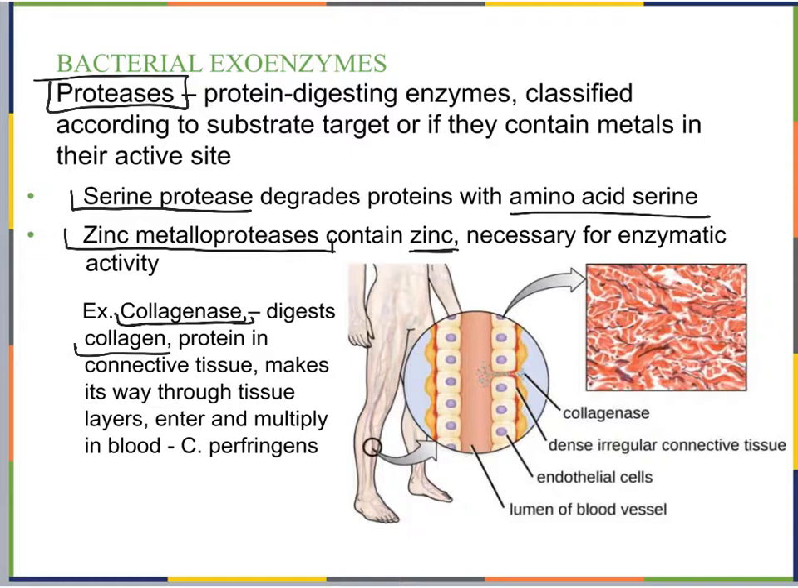So in the image here, we have Clostridium perfringens, and we're in the bloodstream here, the lumen of the blood vessel, and it is able to produce enzymes to break its way through, and then it's going to be able to get into other tissues that way. So we have our endothelial cells, and then we have our connective tissue, and within our connective tissue we have collagen, and it's able to degrade that collagen and then get further into the body.